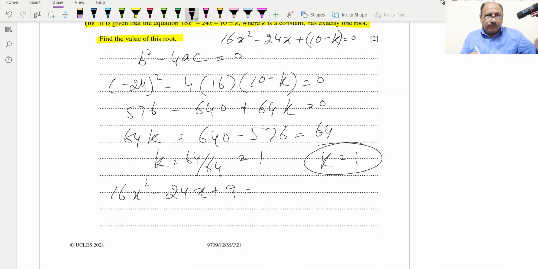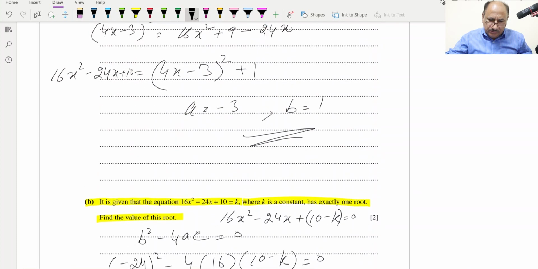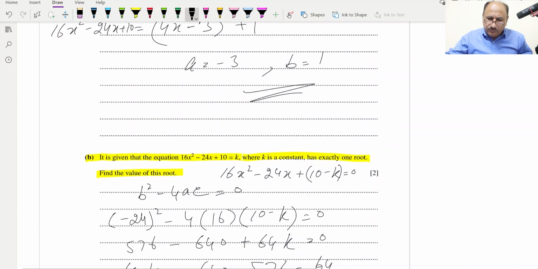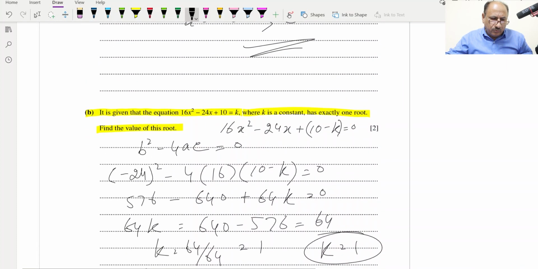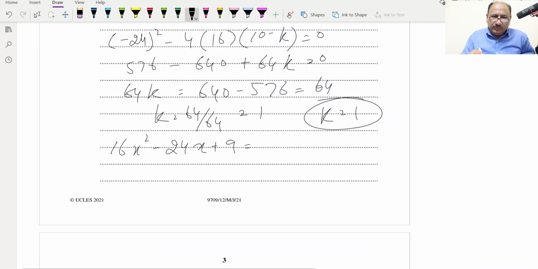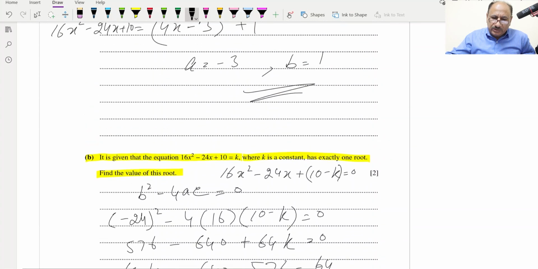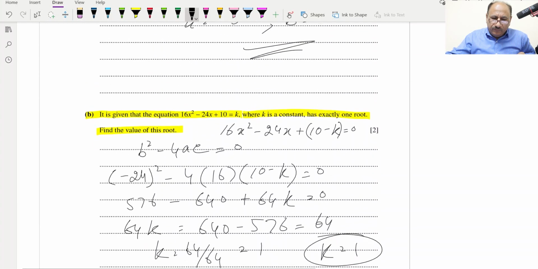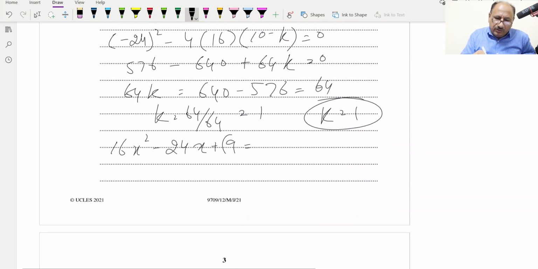basically, they are saying, where k is a constant, has exactly one root. Find the value of this root. Now this will be equal to 9. Why 9? Because k is equal to 1, and we have shifted that 1 to the other side and we got this 9. Originally it was 10 is equal to 1, and we have shifted this 1 to this side and we got 16x squared minus 24x plus 9 is equal to 0.